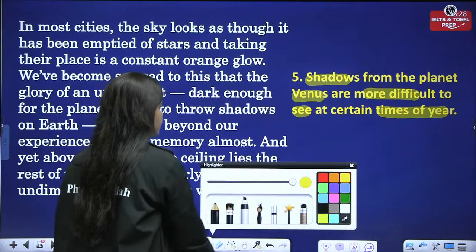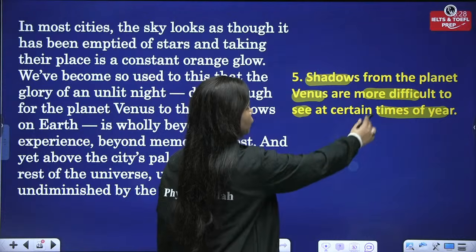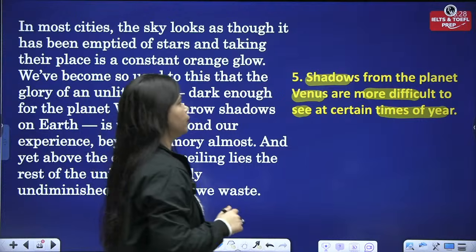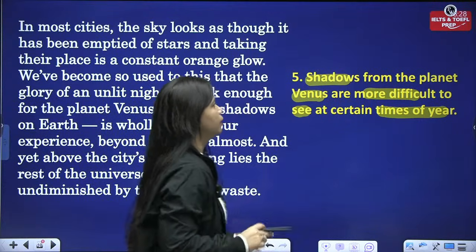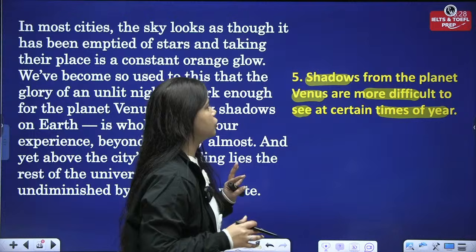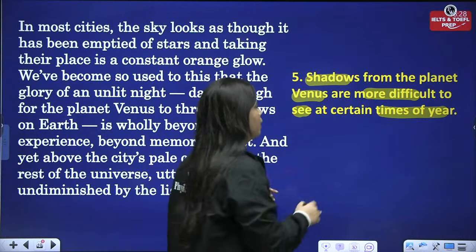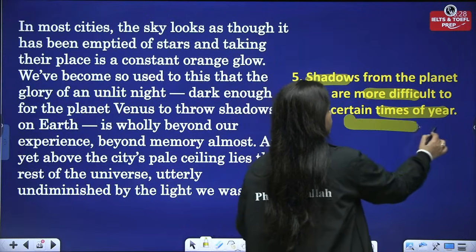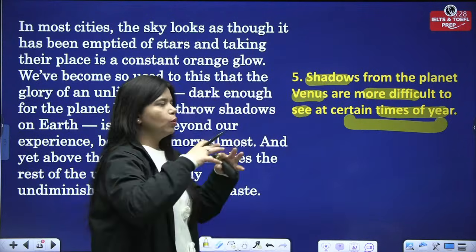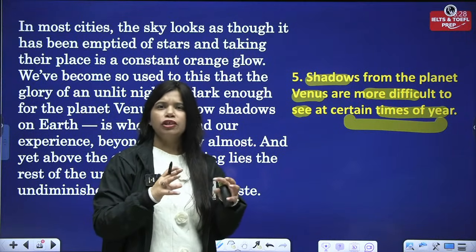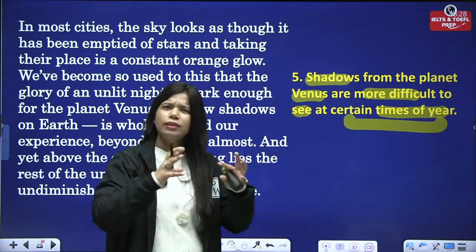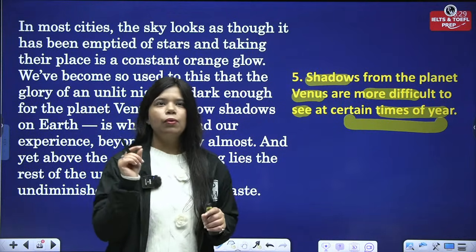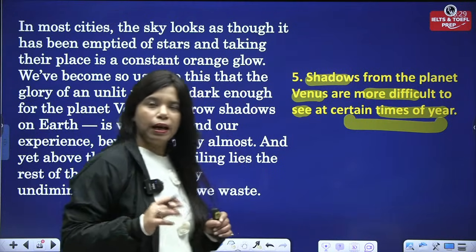The question says shadows from the planet Venus are more difficult to see. Okay, the passage talks about planet Venus and also about shadows. It also says it's not easy to see these shadows. And then they are saying that these shadows from planet Venus are more difficult to see at certain times of year. That there are some days in the year when these shadows of planet Venus become more difficult to observe. That's what the question is saying. Now let's understand the passage and the answer.